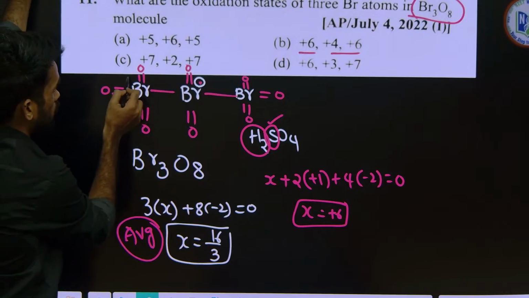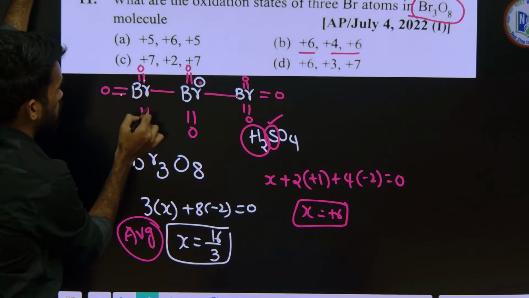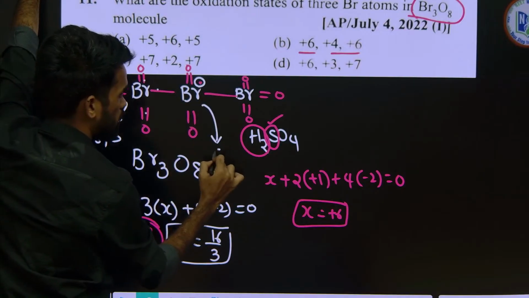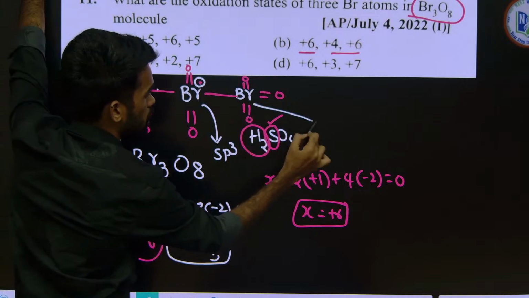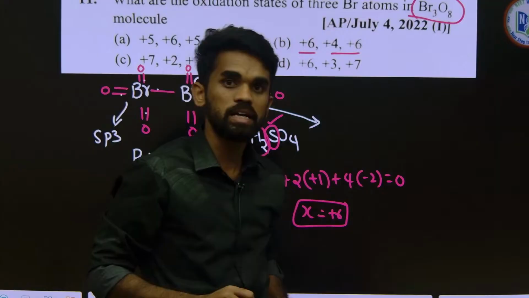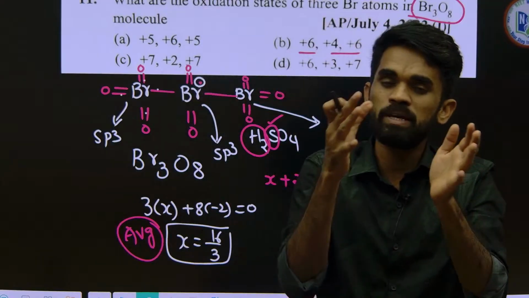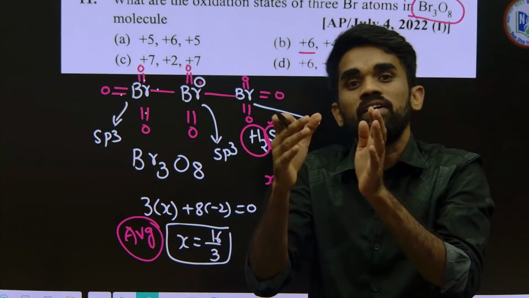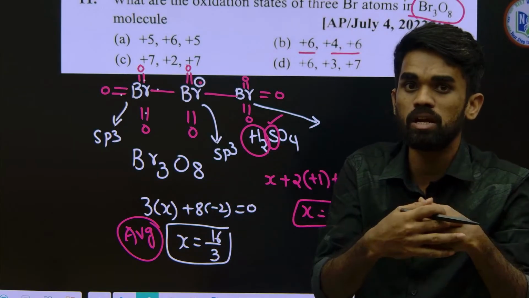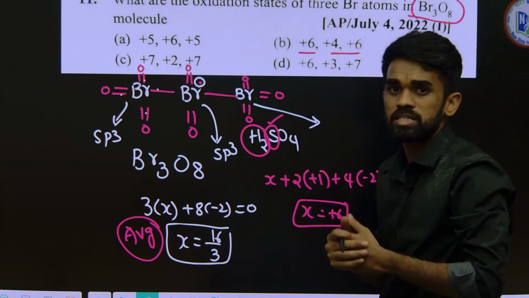See, how many sigma bonds are there? 1, 2, 3, 4. 4 sigma bonds means it is sp3. You need to check for their hybridization also in order to understand their oxidation state, because different hybridization makes different electronegativities. sp is more electronegative, so it will have negative charge, and sp2, sp3 will be positive charge, like that. Based on hybridization also oxidation states change.